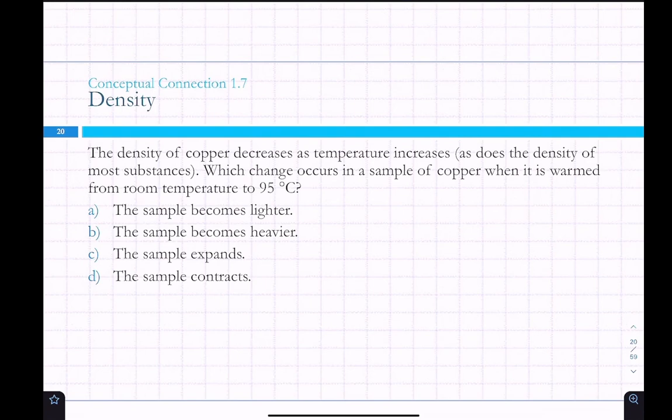All right, so this one's a little trickier. So the density of copper decreases as temperature increases, as does the density of most substances. Huh? We don't have that. You don't have this one? No. Oh, well. We still do it. It's up here. I think that's why I didn't put it in there because it wasn't anything to calculate. Okay, so which change occurs in a sample of copper when it's warmed from room temperature to 95 degrees C? How is it becoming less dense?